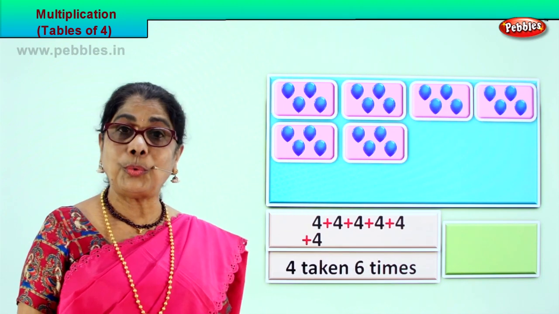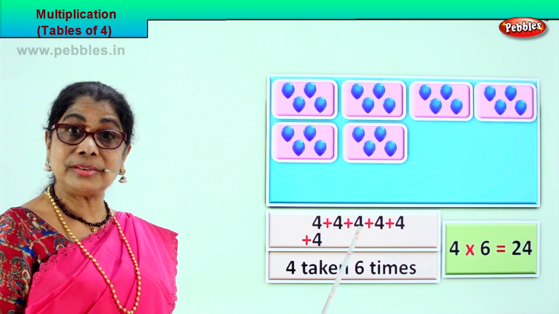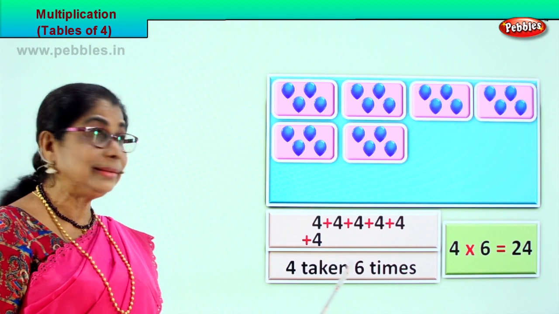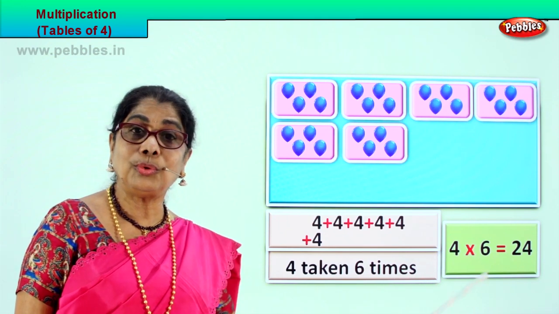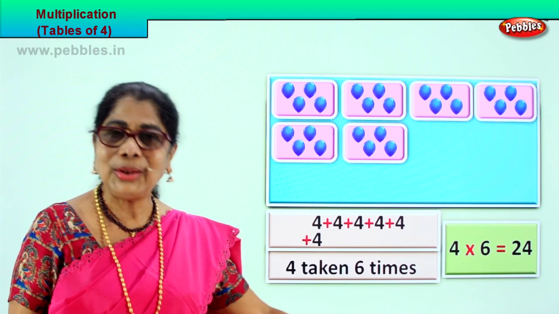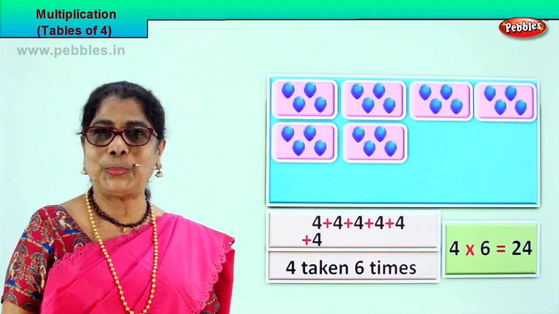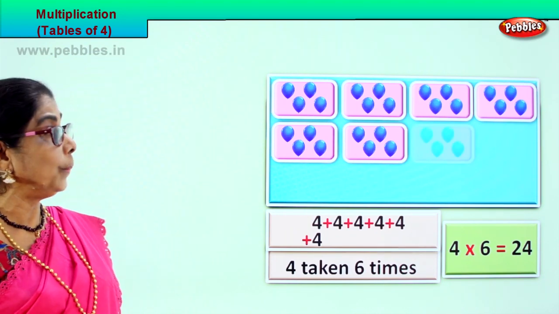20, 24. That is multiplication, repeated addition. Now, how many times is 4 taken? 4 taken 6 times. 4 into 6 is 24. 4 sixes are 24. Good. Shall we look at another grouping of 4 too?